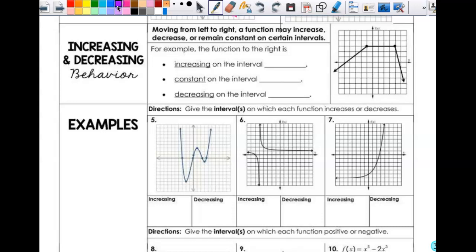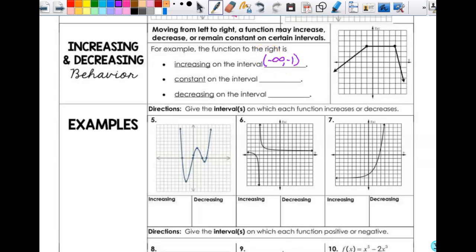So, moving from left to right, a function may increase, decrease, or remain constant on certain intervals. For example, the function to the right. The increasing interval, it's increasing from -infinity all the way to where it gets here. Okay? And the intervals that you write have nothing to do with the y values. It has to do with the x values. So I'm going from -infinity to -1 is when it's increasing. -infinity to -1.